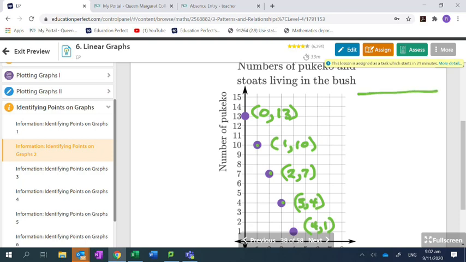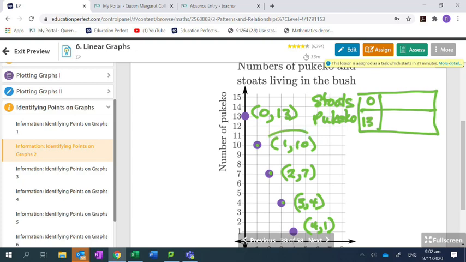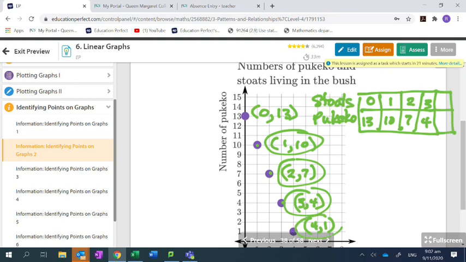And we can make a chart of these values. Remember, the x-axis was the number of stoats, and the y-axis was the number of pukeko. So the first value is 0, 13. Next we had 1, 10. Then we had 2, 7. 3, 4. Can't read my own writing. And then 4, 1. Okay? So just like we could take the numbers from a table and put them on the graph, we can use the graph to build a table.